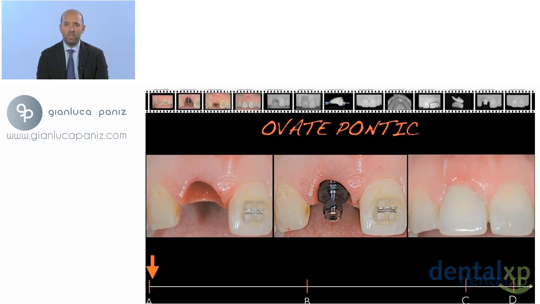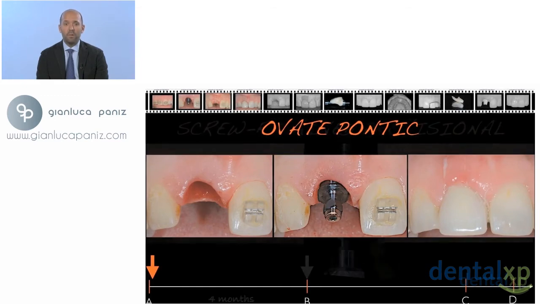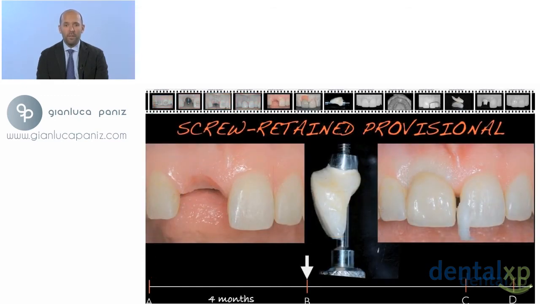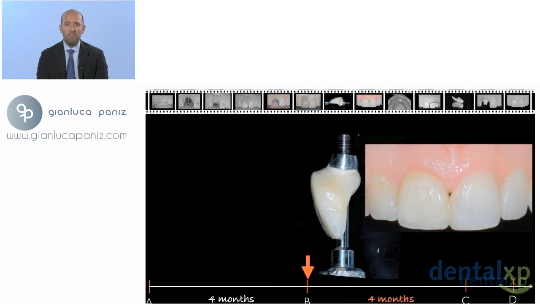The implant was inserted as an immediate implant immediately after the extraction of the tooth. An ovate pontic was delivered right after the insertion of a connective tissue graft. Four months later, a screw-retained provisional restoration was delivered with an under-contoured profile, as you can see in this picture, and the provisional composite additional laminate veneer was delivered on tooth number 9.